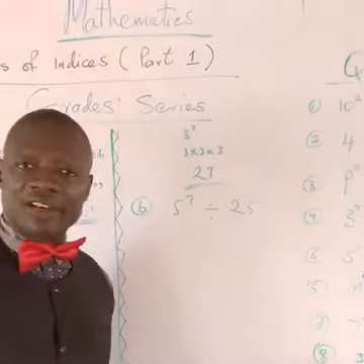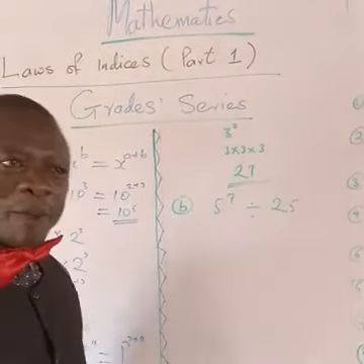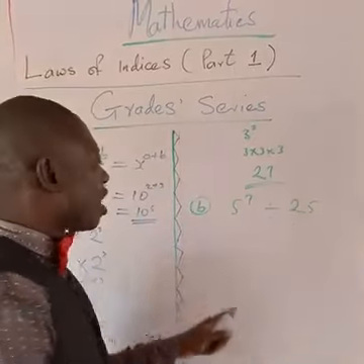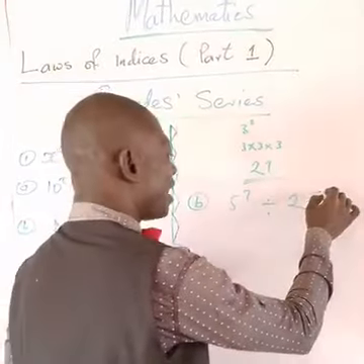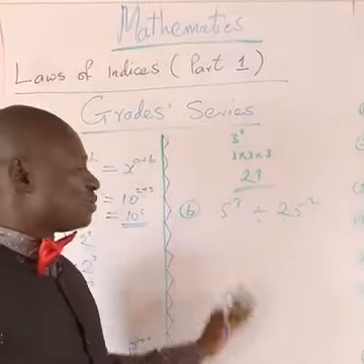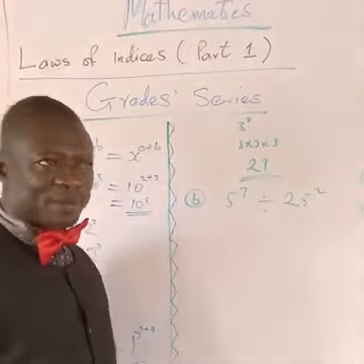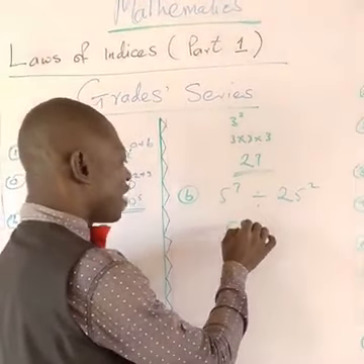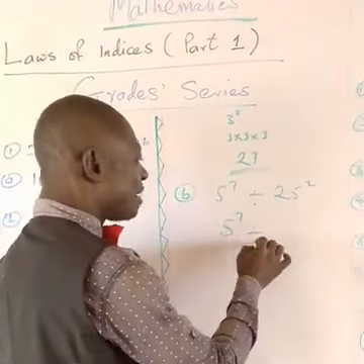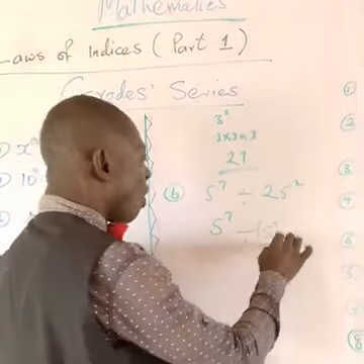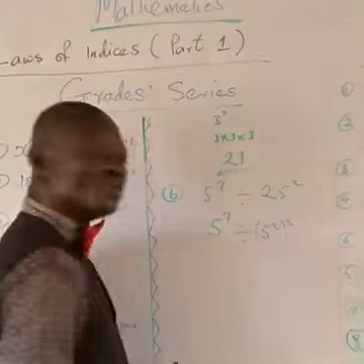5 and 25 are not the same base. But what we are going to do is change 25 to become a number that has this 5. If we don't do that, then we cannot apply the law of indices. But that's what we are going to do. Then we apply it. And so in the solution, we say 5 raised to the power 7 divided by 5 raised to the power 2 as 25, or raised to the power 2.